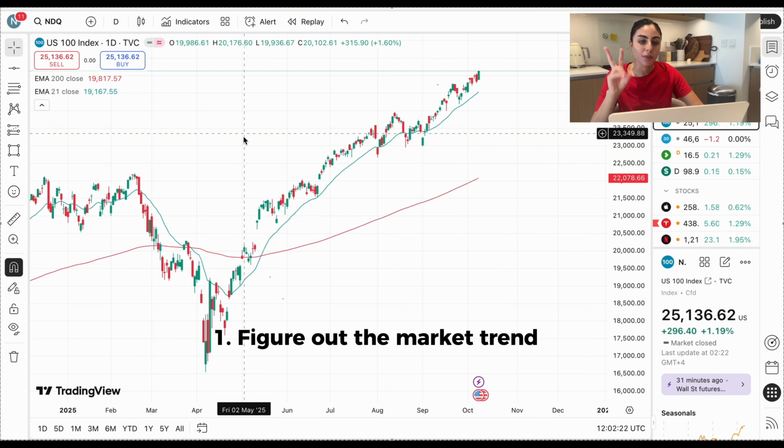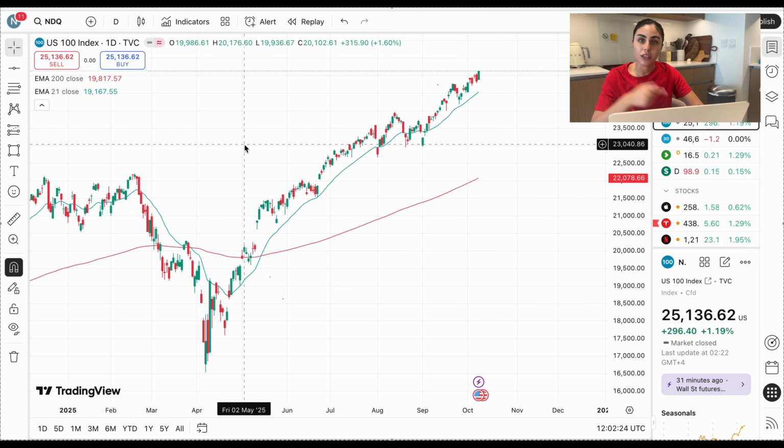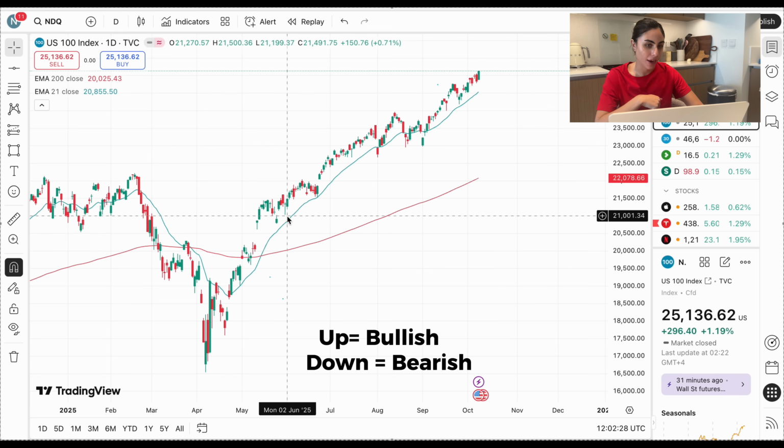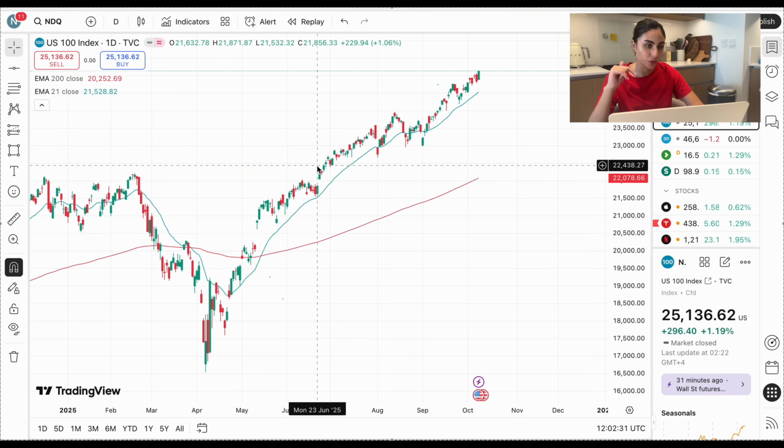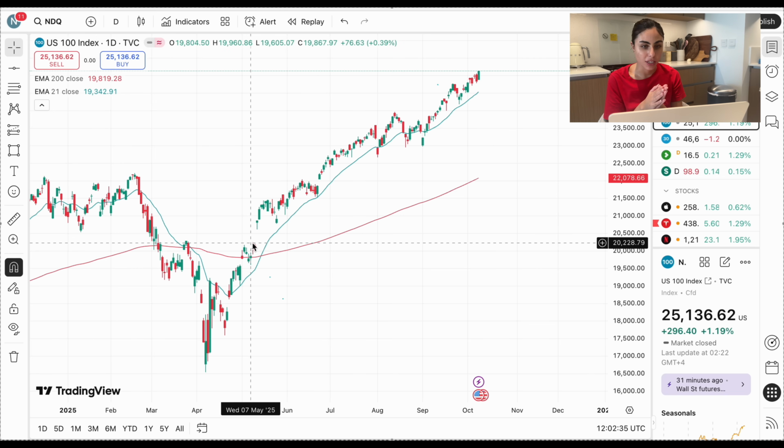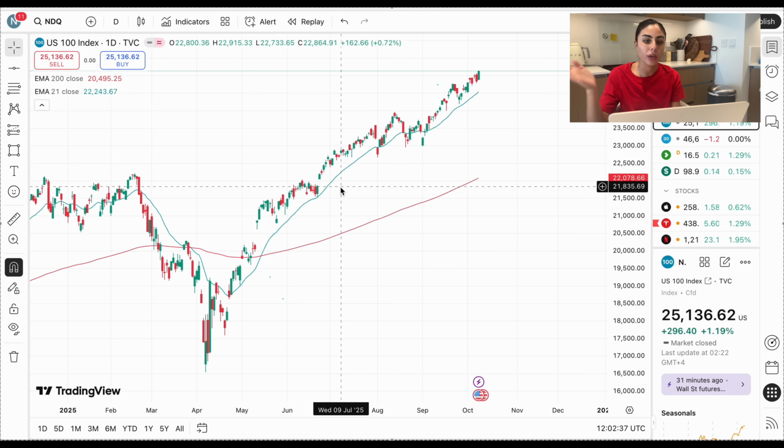There are two ways the market can go. It can either go up or it can go down, right? If it goes up, we call that bullish, and if it goes down, we call that bearish, okay? Very simple, straightforward. So now I'm on the daily time frame. If we use our eyes visually, we can see the direction the market is going is an uptrend.